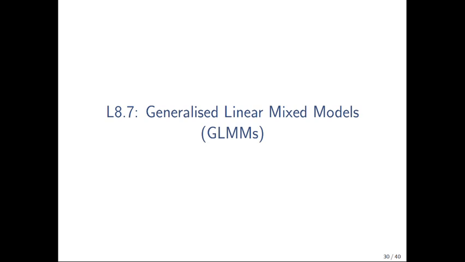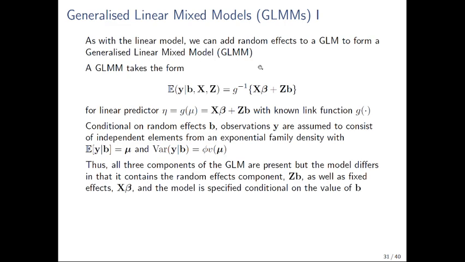So everything I've talked about so far in the lecture has been for a Gaussian response, and therefore we haven't had to introduce a link function because, of course, in a GLM, the link function for a linear model is the identity function. So what I want to do now is very briefly introduce how the mixed model idea extends to the GLM setting, the generalized linear model setting.